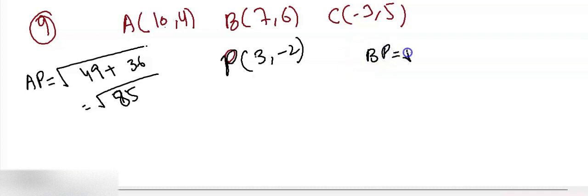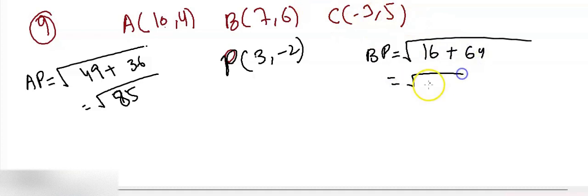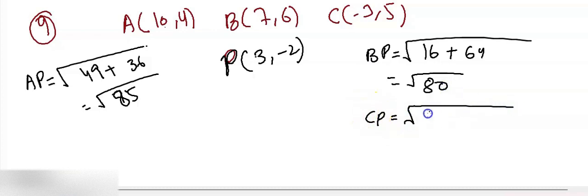So BP is going to be 7 minus 3, which is 4 squared, 16, and then we have 8 squared, 64, that is square root of 80. And then you have CP, which is going to be 6 squared, that is 36, and then we have 7 squared, which is 49. So it's going to be square root of 85.